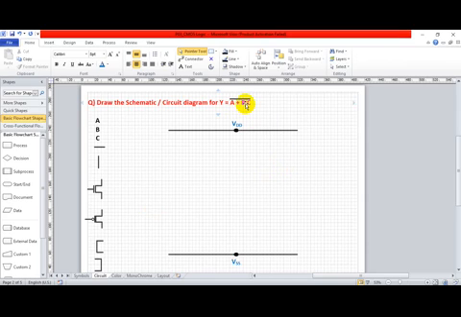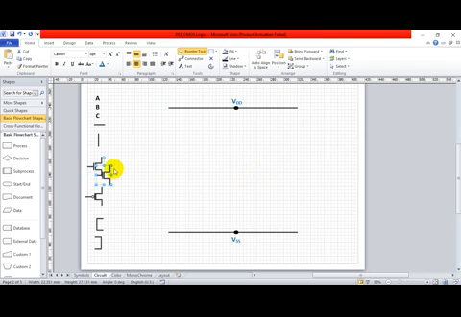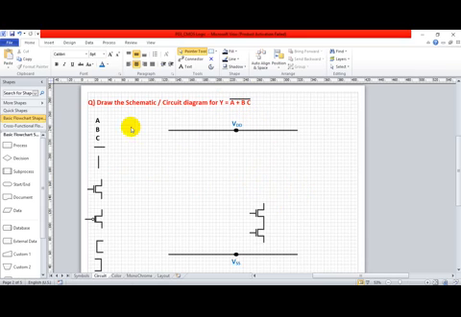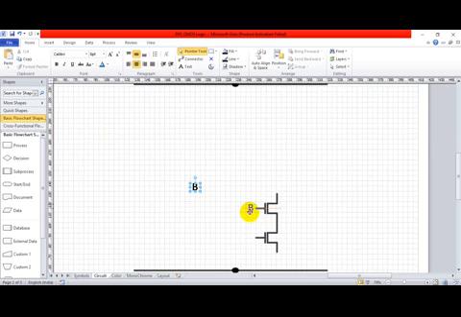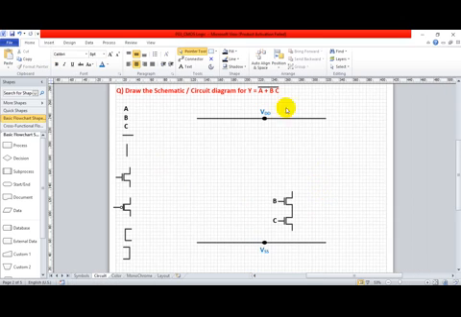So for NMOS, dot is series and plus is parallel. First we shall have the NMOS circuitry wherein we have two NMOS in series. This is my first NMOS and this is my second NMOS, which are in series: B and C. So this is B and this is C. Now this is in parallel with A, so I shall have one more NMOS, and the input is A.